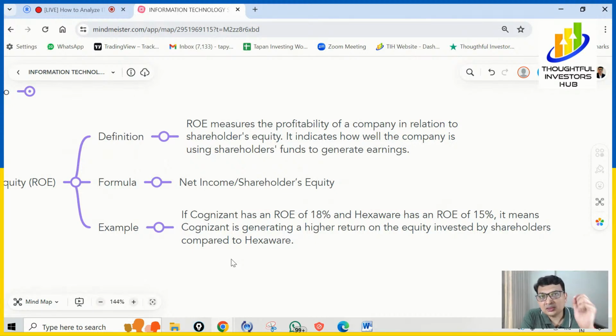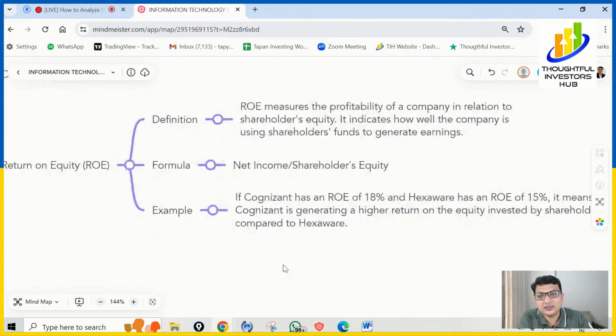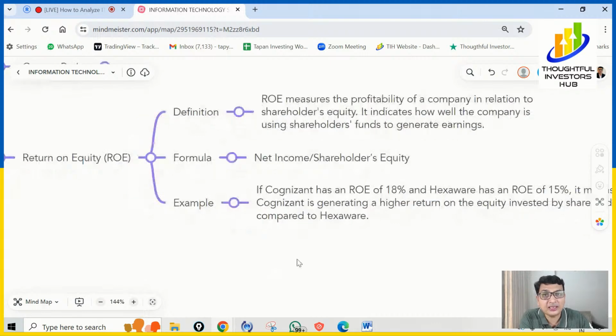Now ROE. Okay, can you tell me what should be the minimum ROE for any company? Anyone? Percentage wise. Can you tell me in the chat box what should be the minimum ROE? Like if Cognizant has an ROE of 18% and Hexaware has an ROE of 15%, that means Cognizant has a higher ROE. Higher the ROE, better it is for the company. So yes, always keep in mind the ROE.